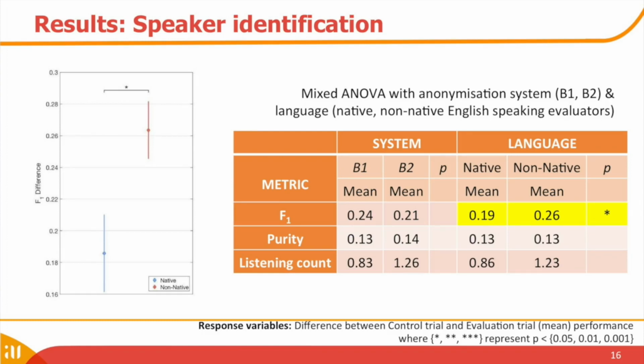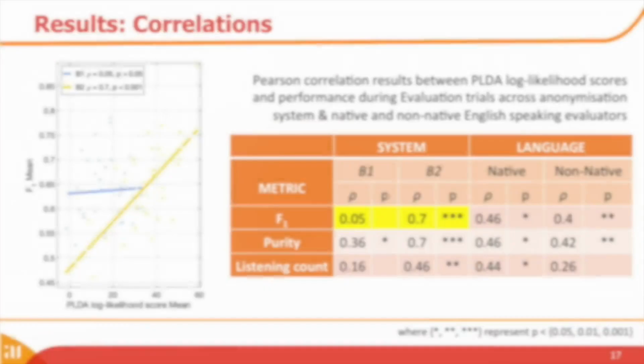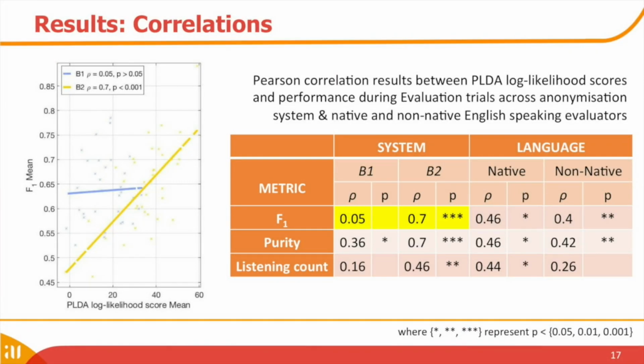We found no significant main effects or interactions on neither mean purity difference nor mean listening count difference. For the evaluation trials, Pearson correlation procedures were applied between PLDA log likelihood scores and mean F1, mean purity, and mean listening count metrics between systems and native and non-native English-speaking evaluators. The table illustrates our row coefficients and p-values. As we can see from the figure, there is a strong and significant correlation between objective and F1 metrics for the B2 system, but this is not the case for the B1 system.